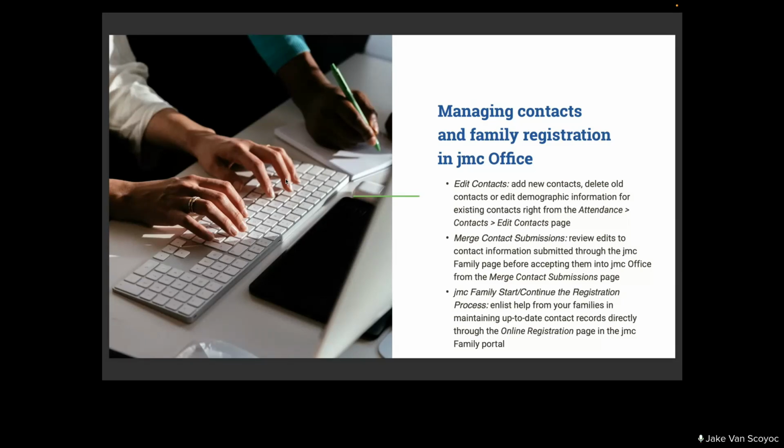And then the JMC Family Start/Continue the Registration Process. This enlists help from your families in maintaining up-to-date contact records directly through the online registration page in the JMC Family Portal. So this is saying that when parents re-register for the school year, they fill out free and reduced forms, they answer questions, they sign forms, they can also update their contact information listed there.